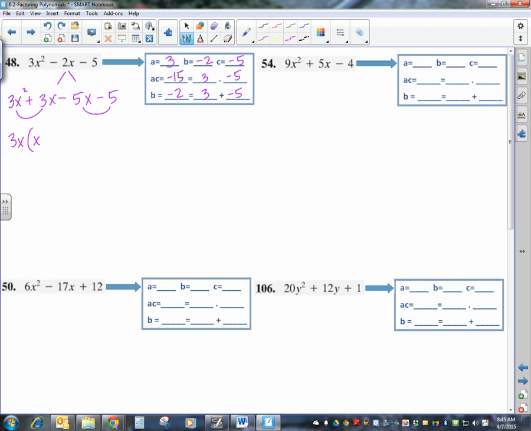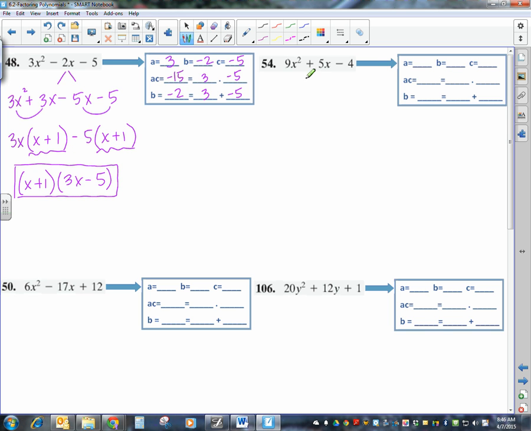I'm left with x plus, remember I have to have two terms here, so that's a 1. Always bring down the minus. These have a common factor of 5, and again it's going to look like x plus 1. And I'm going to check that: minus 5 times x is minus 5x, and minus 5. So that worked. Here is my common factor, x plus 1, and then 3x minus 5. Close it.